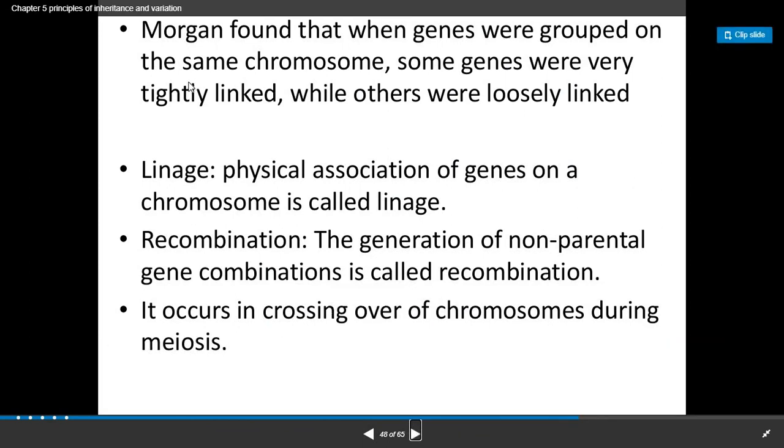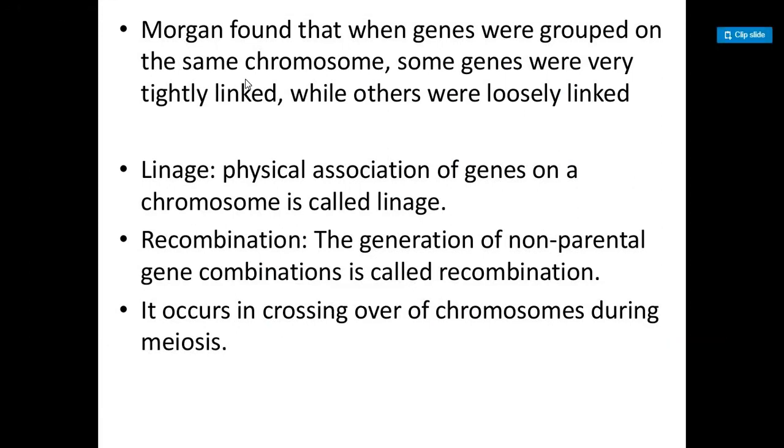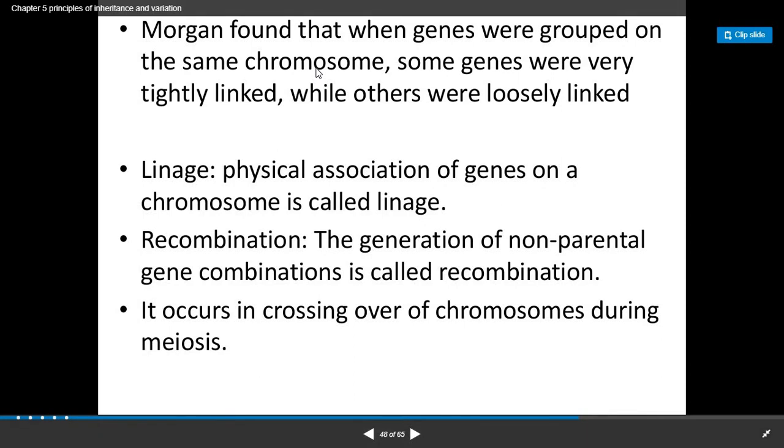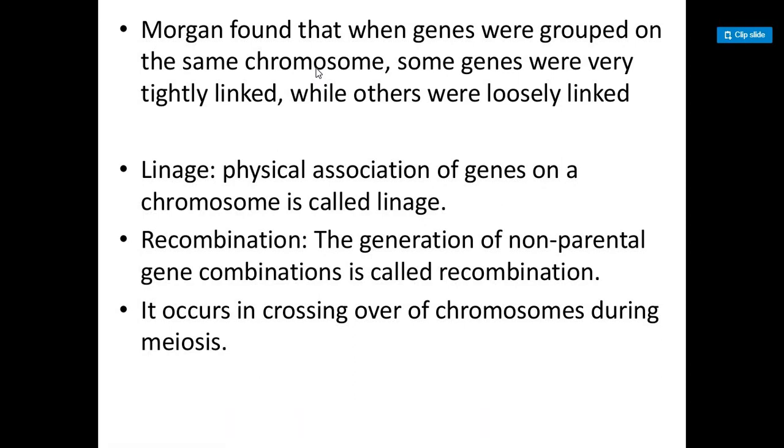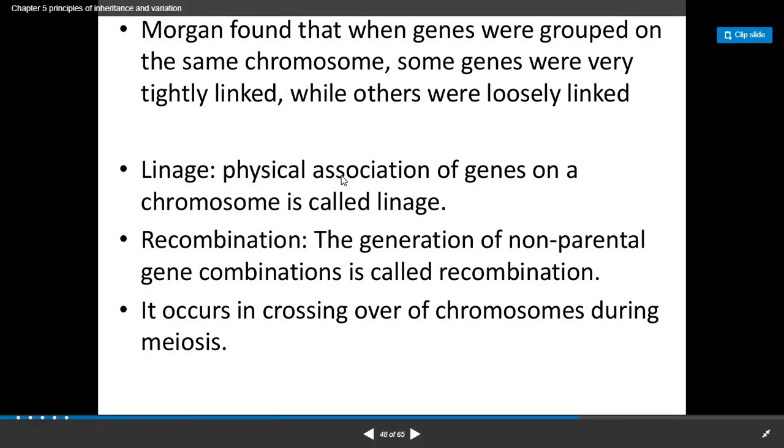By this, Morgan found that when genes were grouped on the same chromosome, some genes were very tightly linked while others were loosely linked. This physical association of genes on a chromosome is known as linkage. And what is recombination? The generation of non-parental gene combinations is called recombination. Non-parental gene combination means the gene combinations are different from the parental generation, and the new combination of genes that is obtained is known as recombination. It occurs due to the crossing over of chromosomes during meiosis.